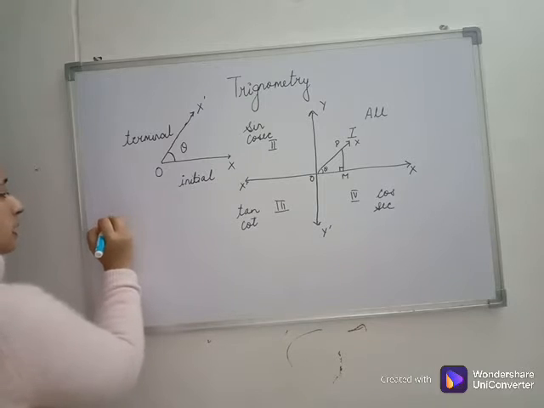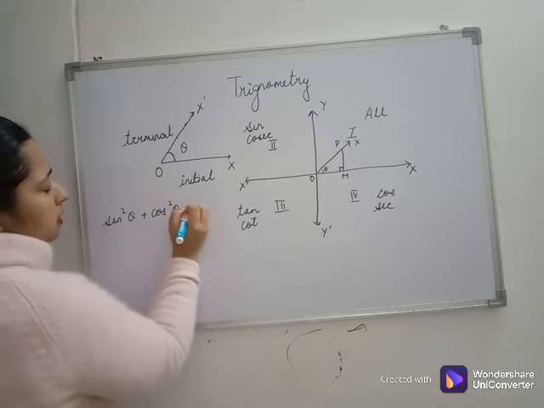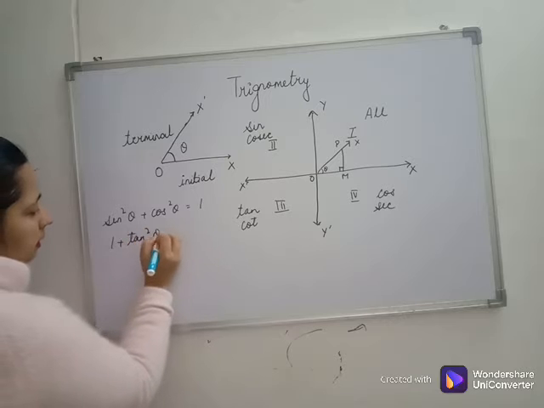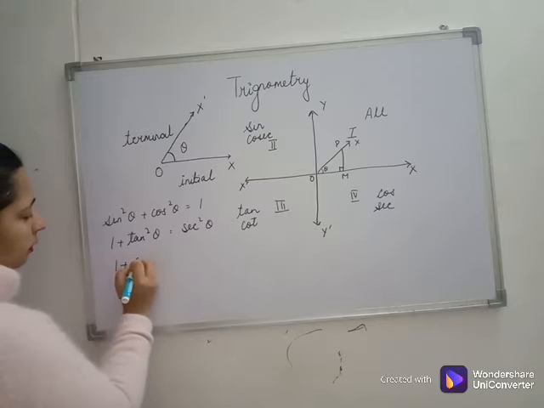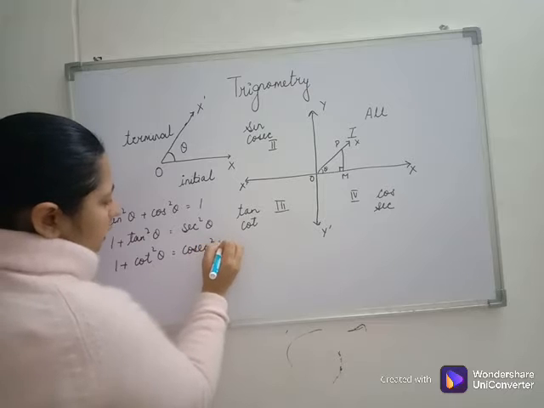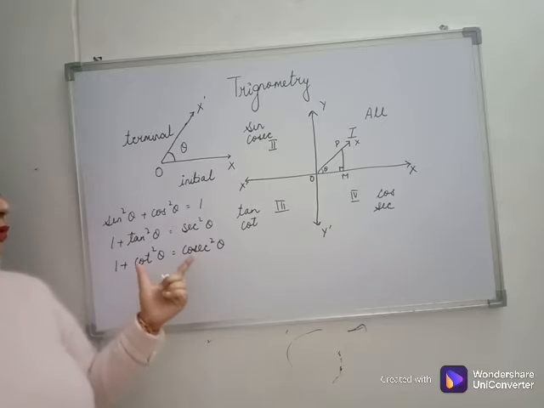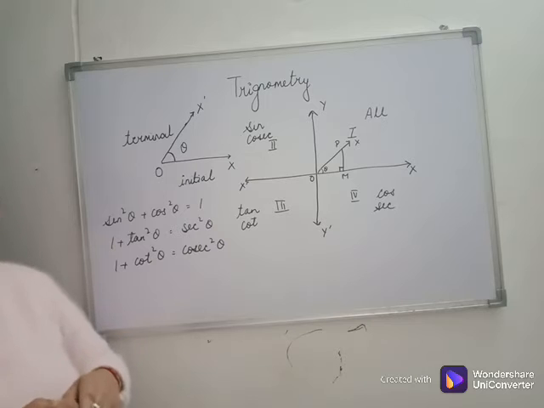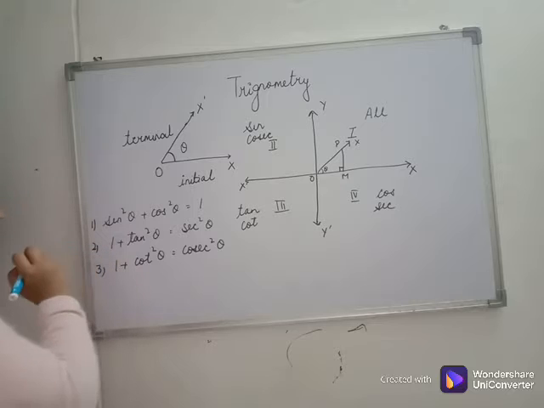First, sine square theta plus cos square theta is equal to 1. Second, 1 plus tangent square theta is equal to secant square theta. Then 1 plus cotangent square theta is equal to cosecant square theta. These are the three identities that we are going to prove today, and how easy it is to derive them from one another. Let's solve the first one. Let it be first, second and third.